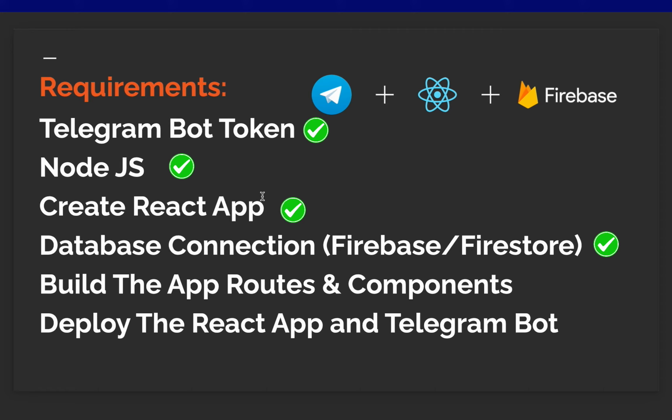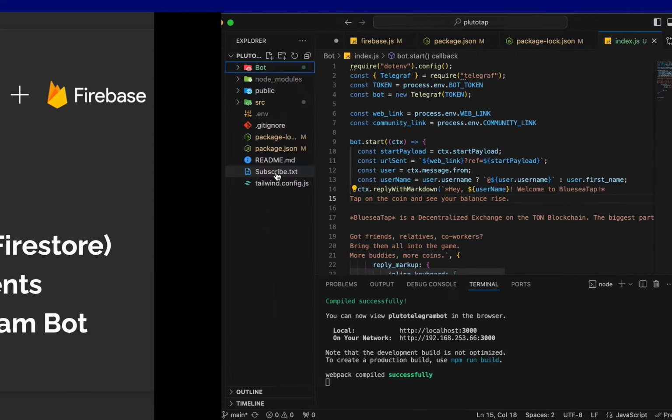In my case, I simply used the Firestore database option provided by Google Firebase. After your database is ready, then you can proceed to create app routes and components for your app. After building all the features you need, you can then proceed to deploy your React app and your Telegram bots separately, so you can be able to handle them efficiently while they are on live servers. So let me now open my VS Code and show you what we are building today.